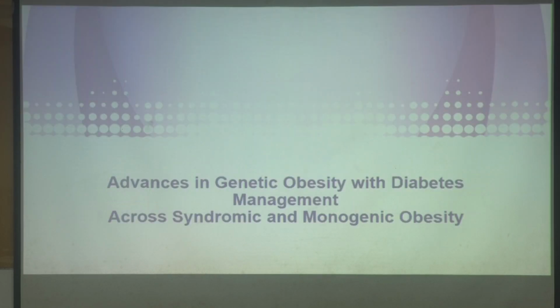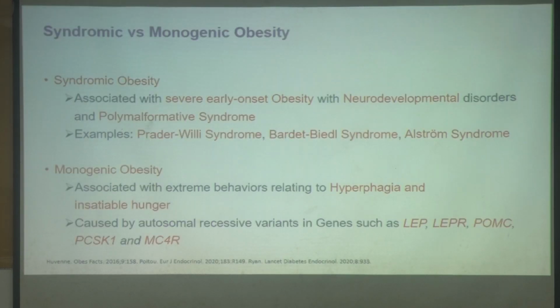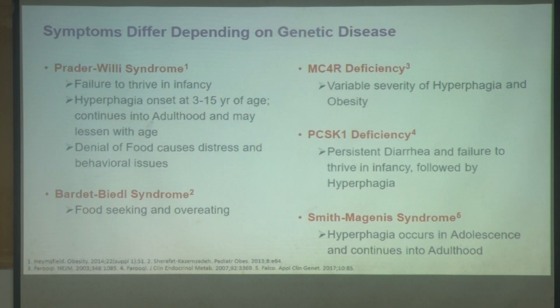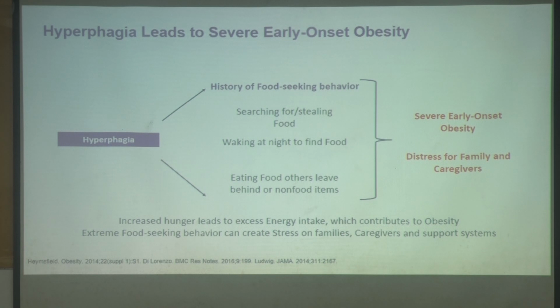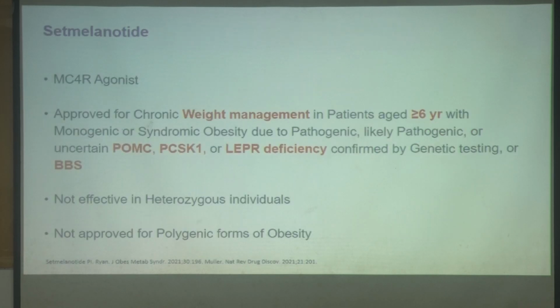Next are advances in genetics as well as diabetes management across syndromic and monogenic obesity. We have syndromic obesity, Prader-Willi syndrome, BBS as well as Alström syndrome, and monogenic obesity with reference to the recessive variants, namely leptin receptor, pro-opiomelanocortin as well as melanocortin 4. The symptoms differ depending on the genetic disease, and hyperphagia leads to severe early onset obesity. And this particular drug reduces hunger as well as induces weight reduction.